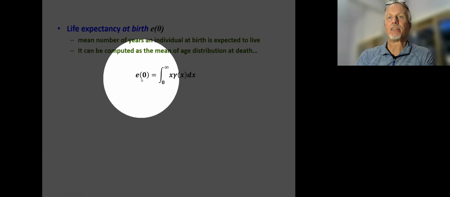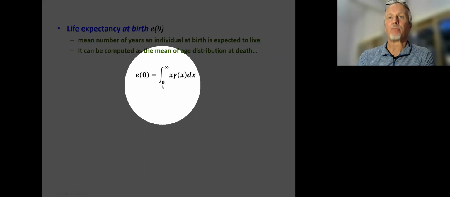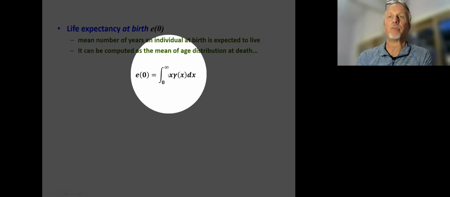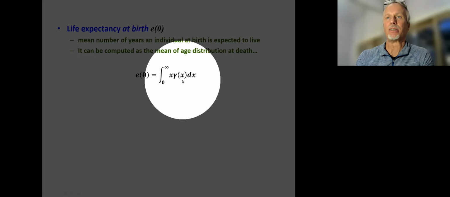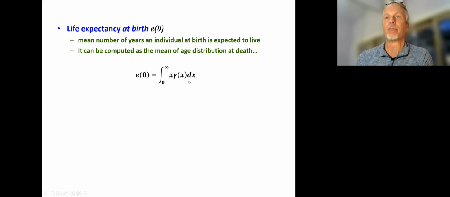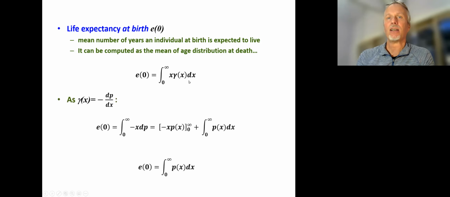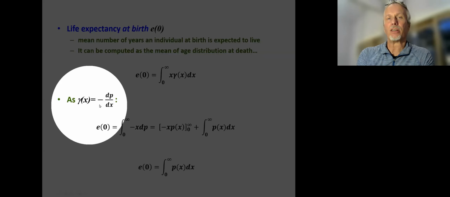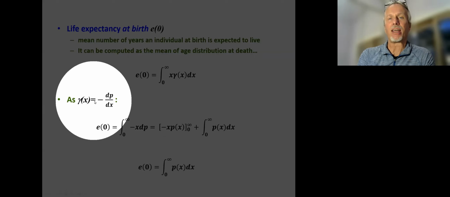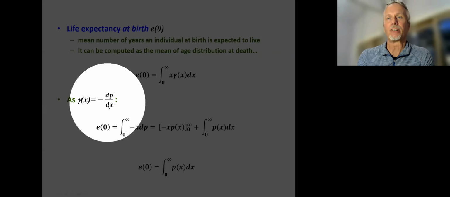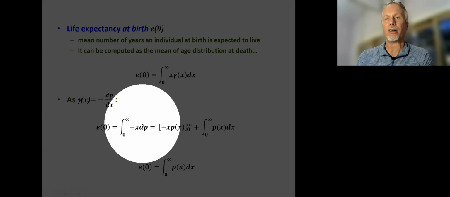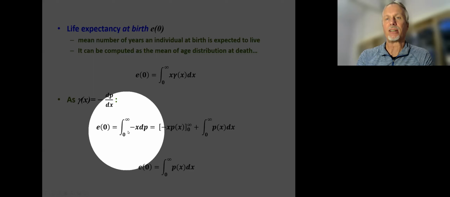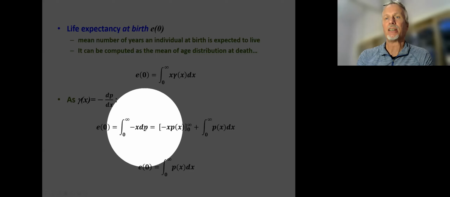So E0 is computed as the integral between 0 and the maximum age of x times gamma of x dx, because we know that gamma is a probability density distribution, and so this is the way we compute the mean. And we can use the information that we have, because gamma of x is equal to minus dp over dx, we can substitute this into this function here. And what we derive is that E0 is minus x dp.